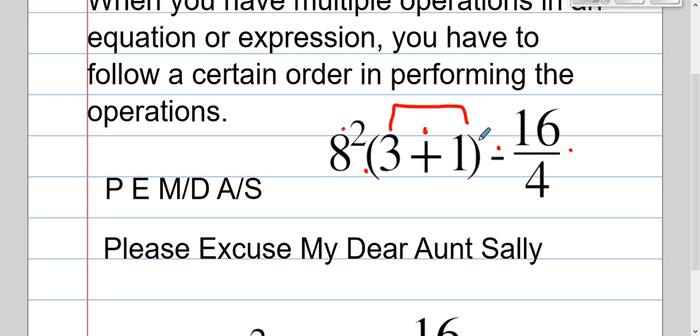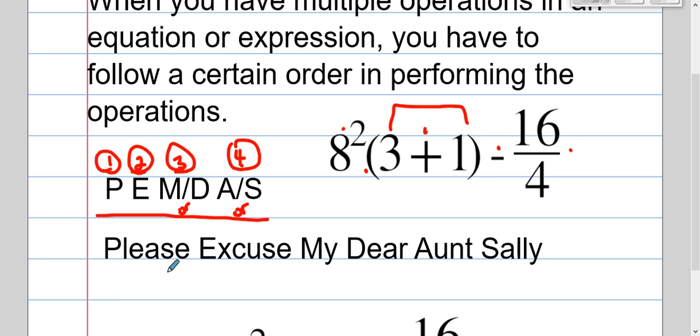The problem is if everybody did what they wanted to first, we would have several different answers, probably hundreds of different answers. But the correct way, so everybody gets the same answer every time, is to follow the order of operations, which we use this acronym PEMDAS for. And that means first we're going to do parentheses. Second, we would do exponents. Third, we would do multiplication or division. Fourth, we would do addition or subtraction. And if you get confused with the order, there's also a saying, please excuse my dear Aunt Sally.